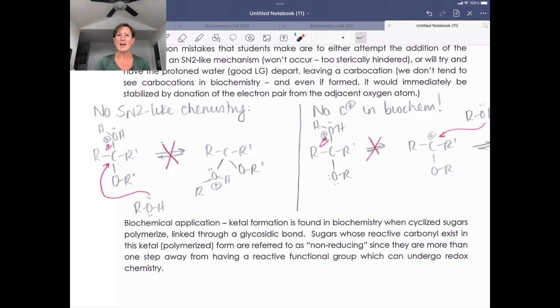All right, hope that helps to kind of give you more of a big picture of how to think about mechanisms.